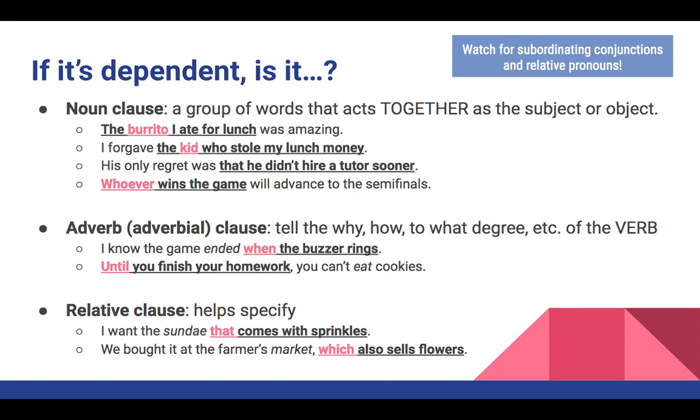So just remember, relative clauses start with relative pronouns. They will have a verb and a predicate, they will have a subject, okay? And they will relate more information about the word that usually comes right before it. Okay? So always look up here at my box. When you're trying to find a dependent clause, you want to watch out for your subordinating conjunctions and your relative pronouns because those are going to start a dependent clause.